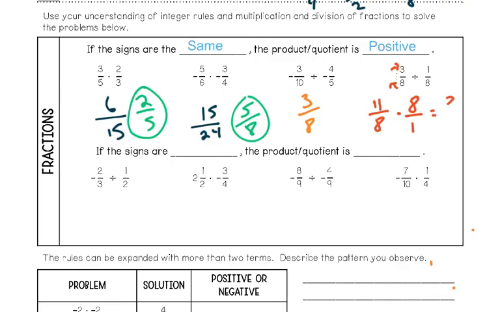So 11 times 8 is 88. And then 8 times 1 is 8. So you have 88/8, which is the same thing as 88 divided by 8. 8 goes into both of them. So your final, simplified answer is 11 or 11/1. Those are the same number. 11 and 11/1 are the same thing.